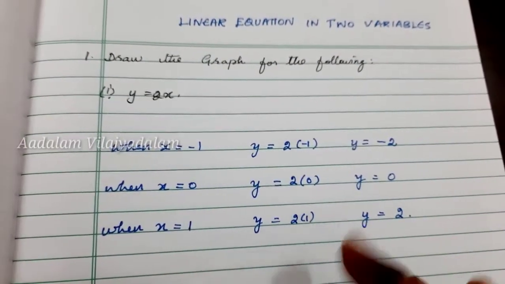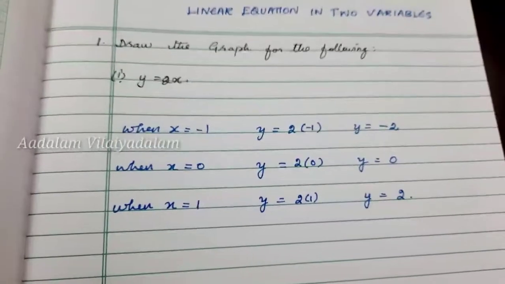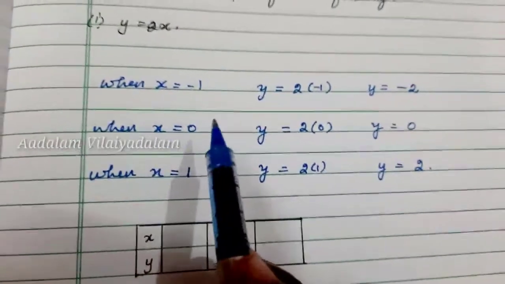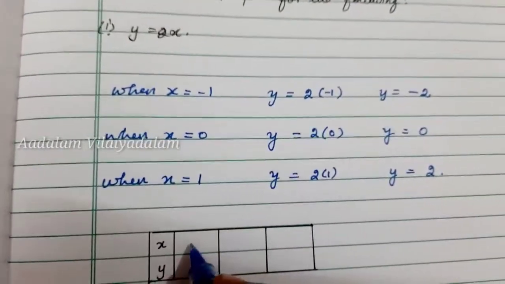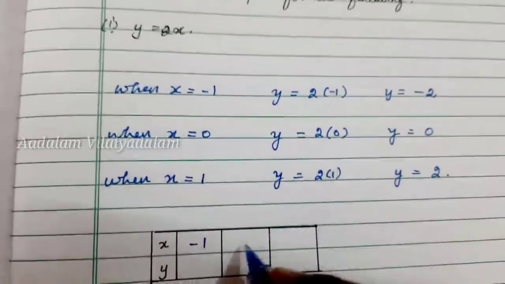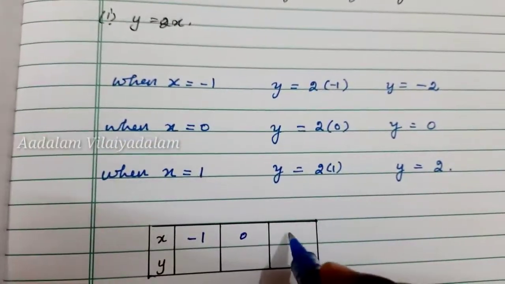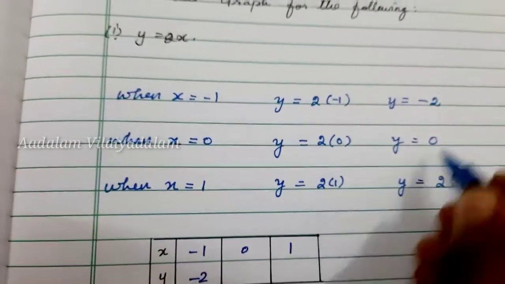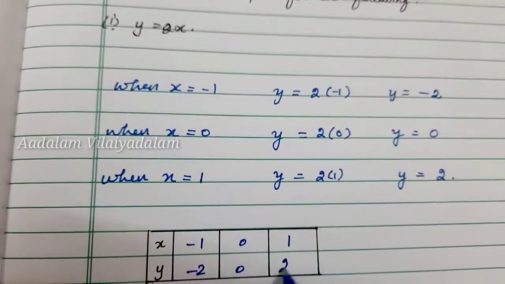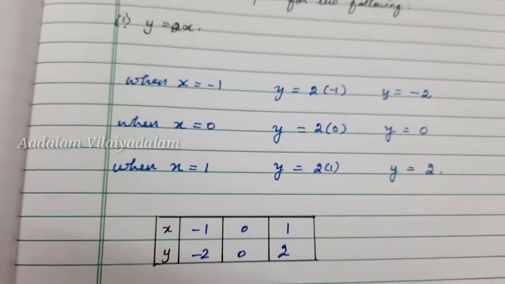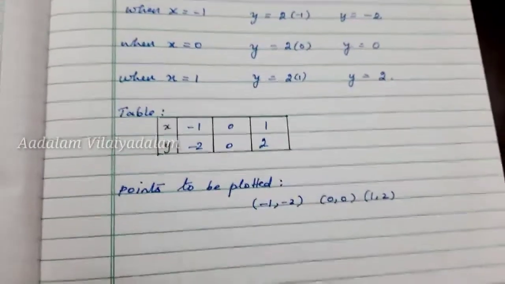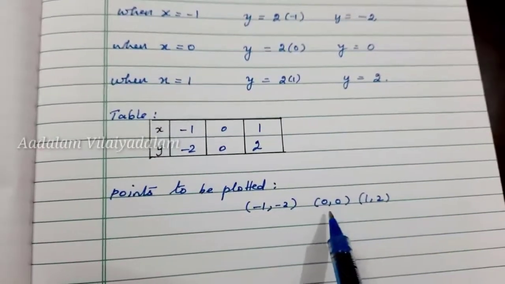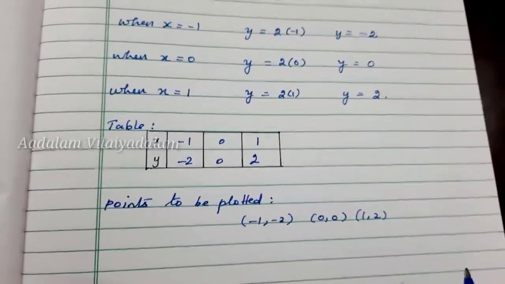So let us plot all these points in a table. Here for x we have given minus 1, 0 and plus 1. Then the y values we get are minus 2, 0 and 2. Now let us plot these points in the graph. Therefore, the points to be plotted in the graph are (minus 1, minus 2), (0, 0) and (1, 2).